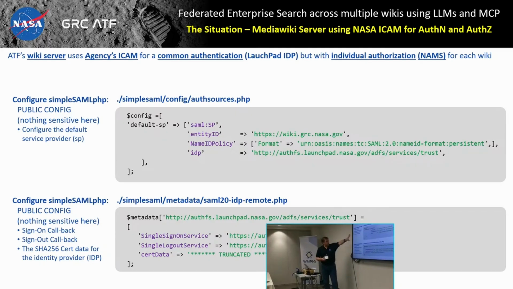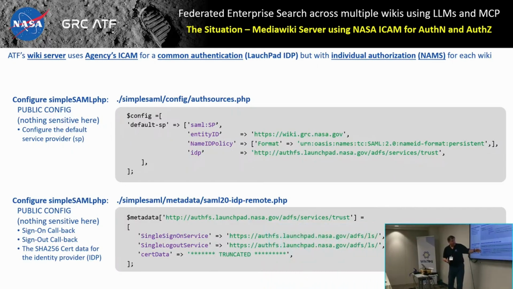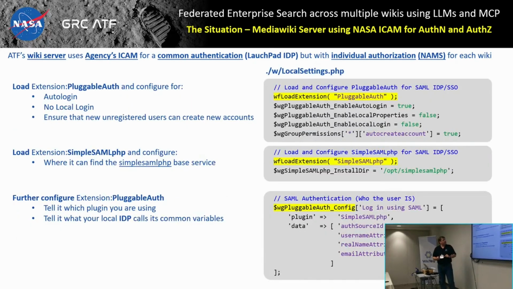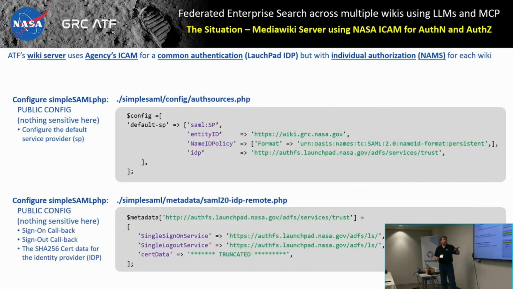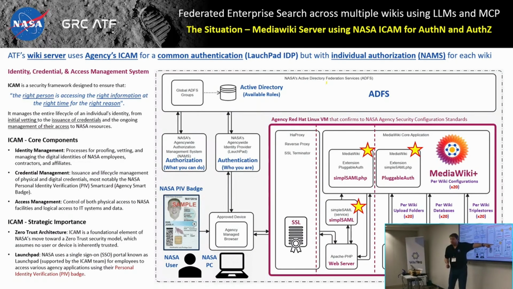And then once we've configured that, we can come down here to the SAML 20 IDP remote and tell it the callbacks for logging in and logging out. And then there's the cert data, where I've truncated that. So that was the simple SAML service configuration outside of the MediaWiki application. If we go back to our model here, you can see that that's represented by this block right here.